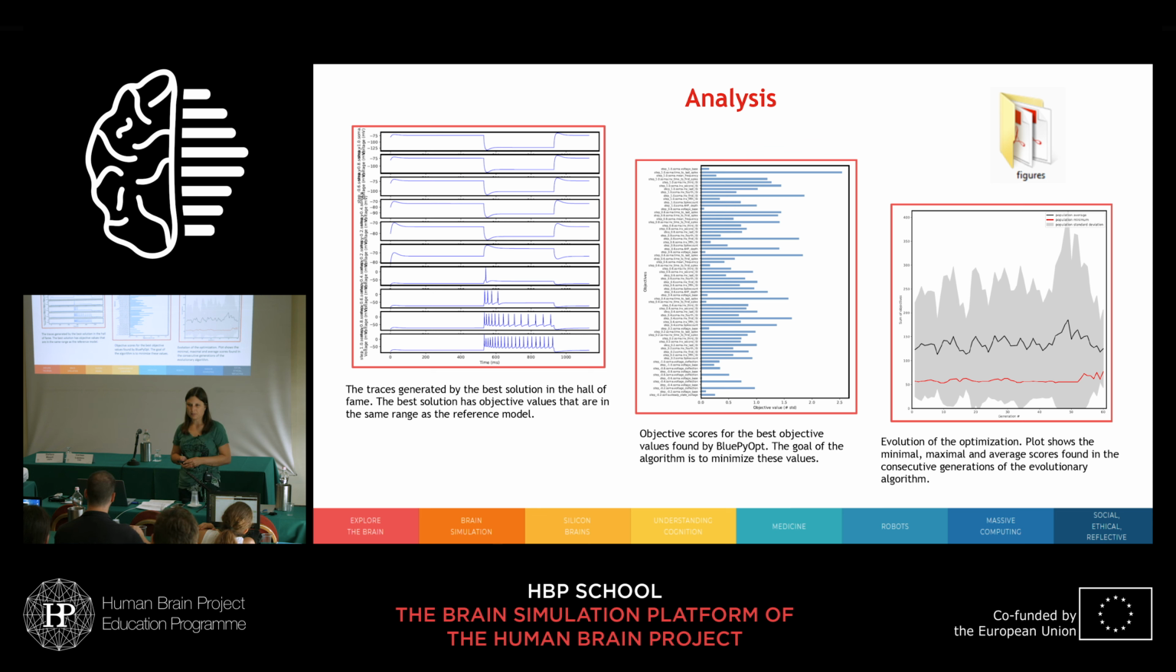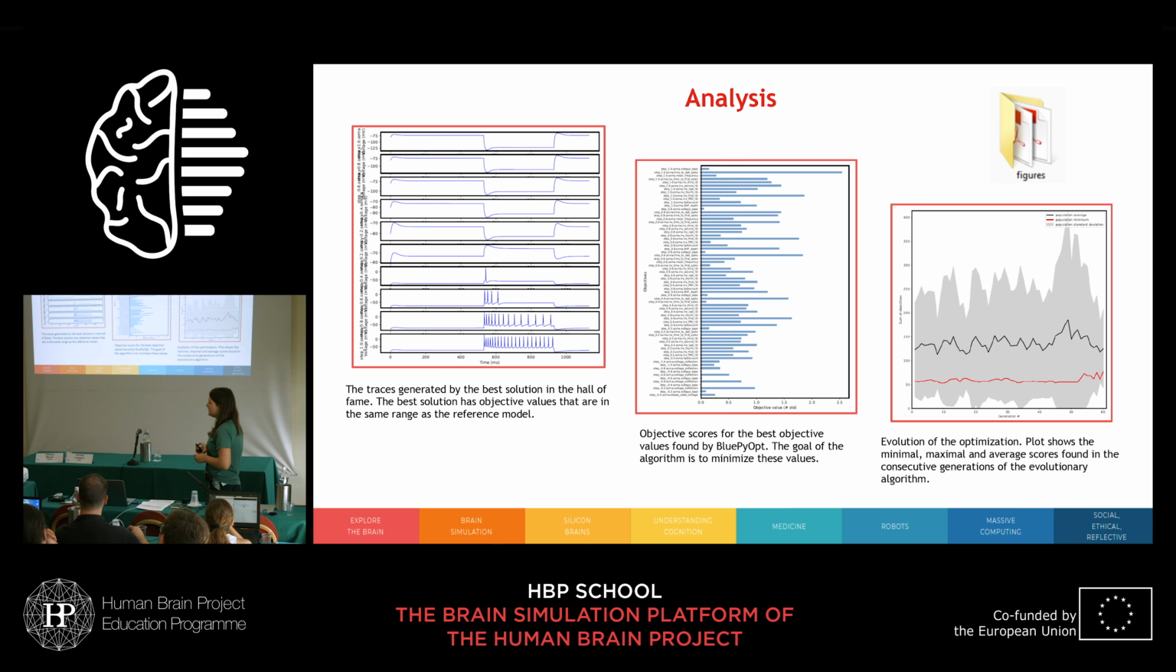And finally, for the analysis step, after we get the results of the optimization, we can run an analysis step, and inside the figures folder, you can find these 3 types of figures. In the first figure, you can find the traces generated by the best solution in the Hall of Fame. And of course, the best solution has objective values that are in the same range as the reference model. Then you can see the objective scores for the best objective values found by BluePyOpt. Of course, the goal will be to minimize these values.